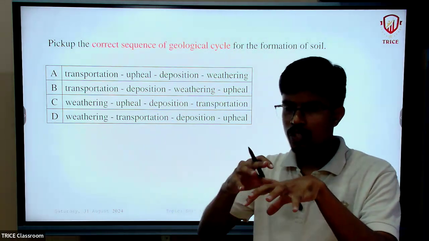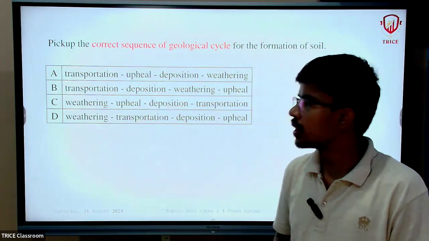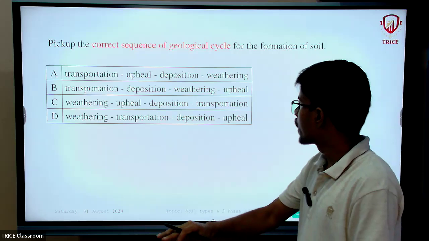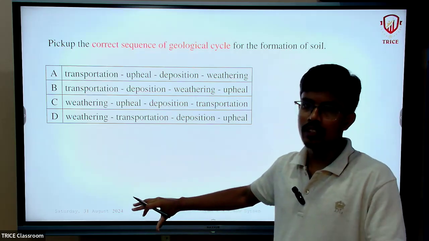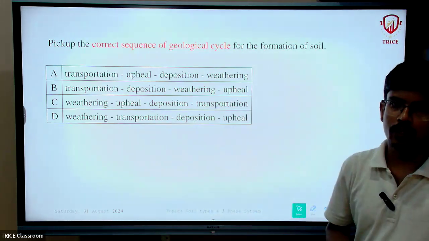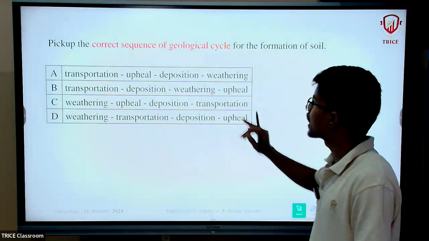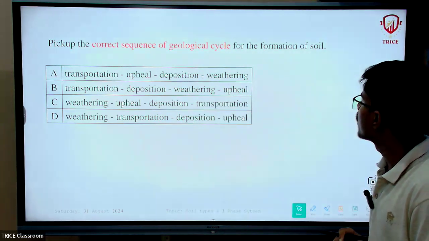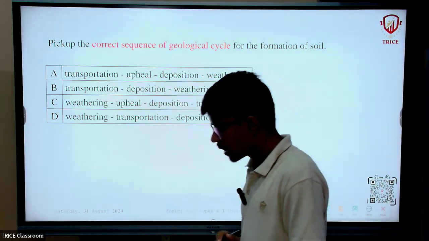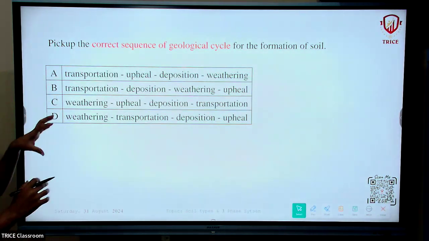First, when weathering happens, the soil gets transported, right? The first geological cycle step will be the transportation. Then what happens due to the transportation? It gets deposited. Again, it gets uplifted, and again gets weathered, like that. The first option will be the first cycle. Observe here, pick the correct sequence of the geological cycle of the formation of the soil. What happens? The soil we have.